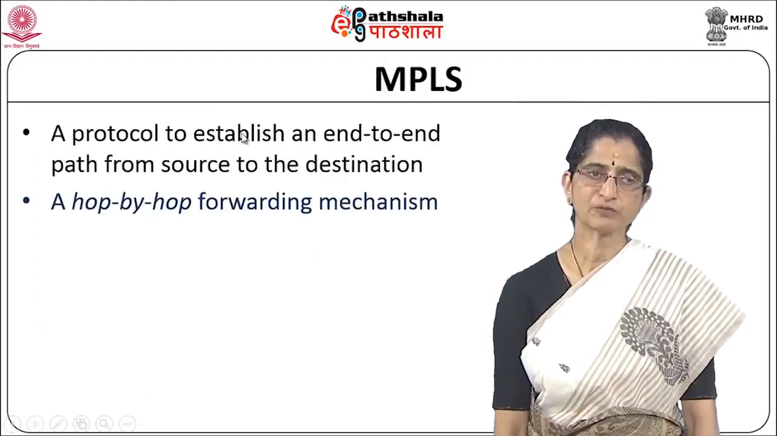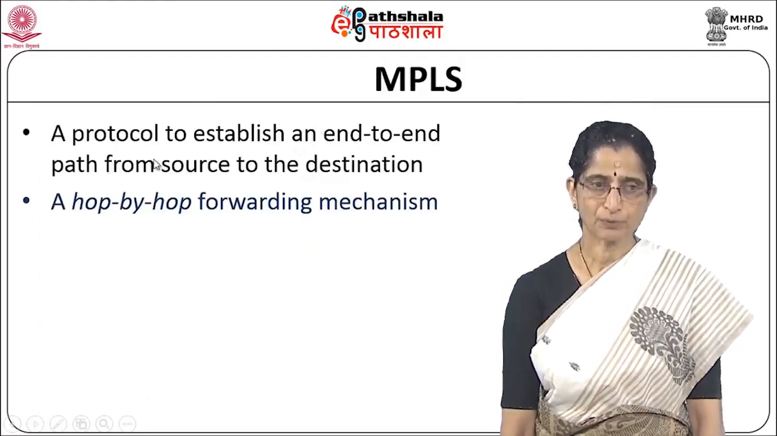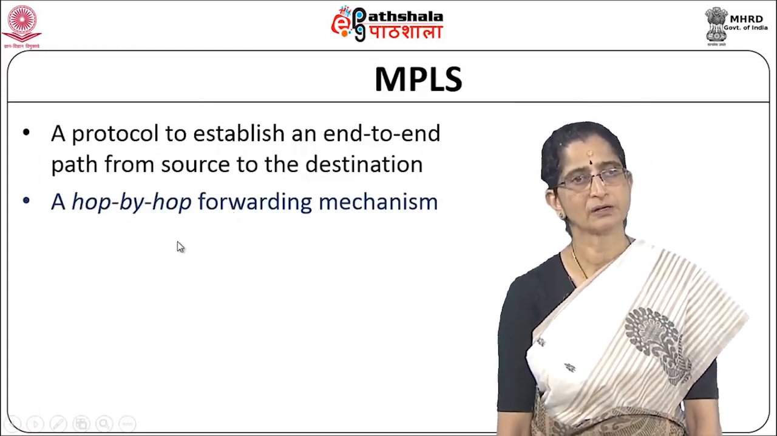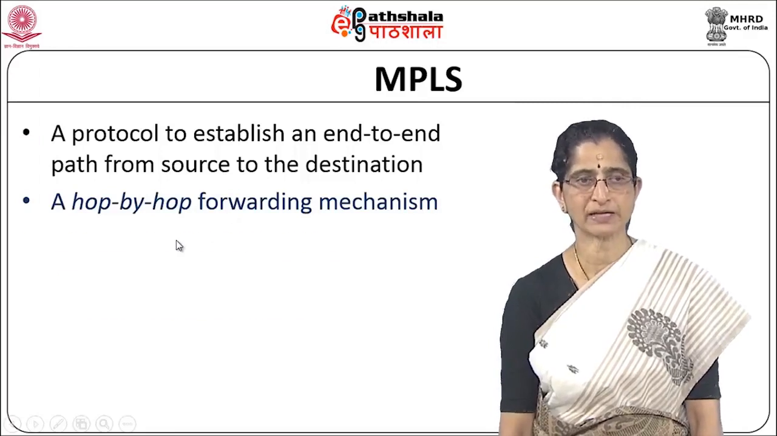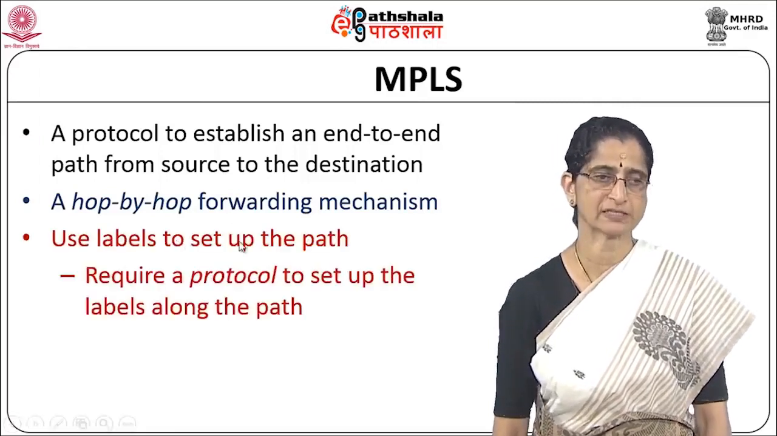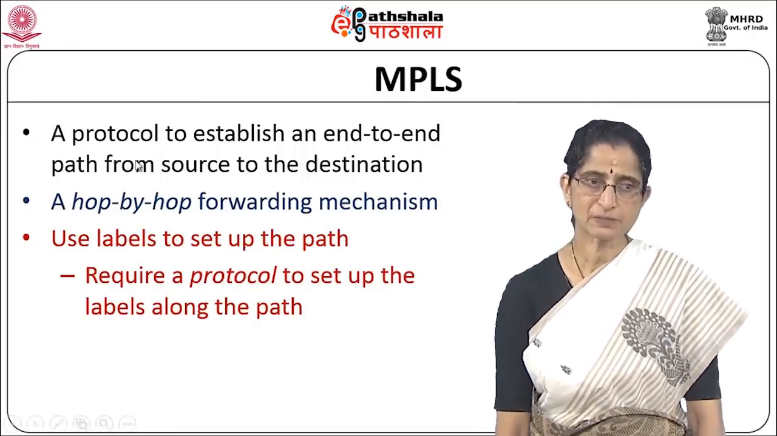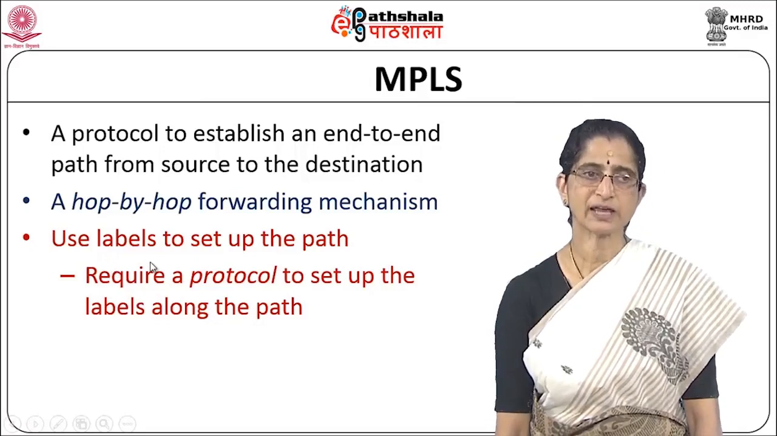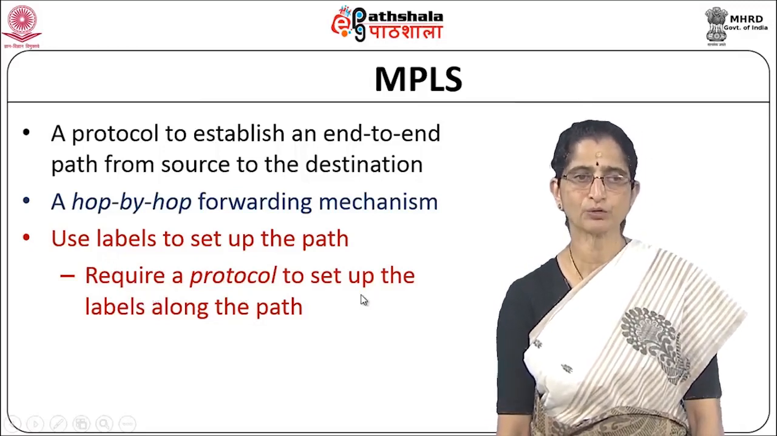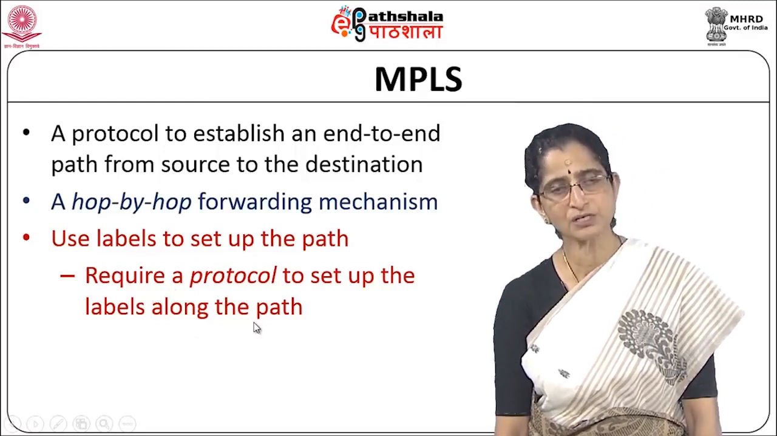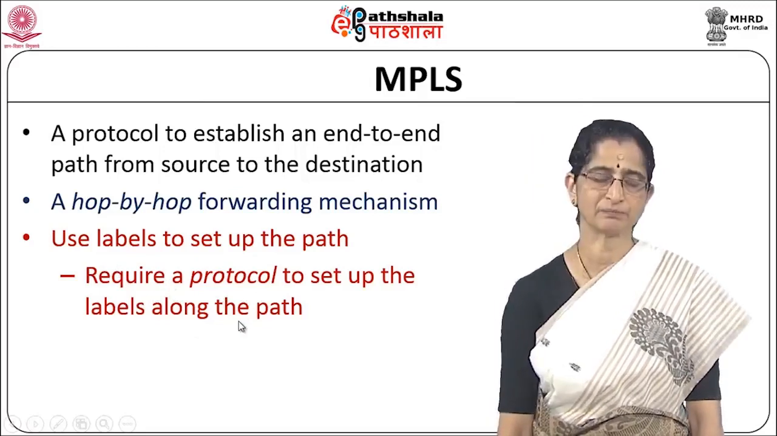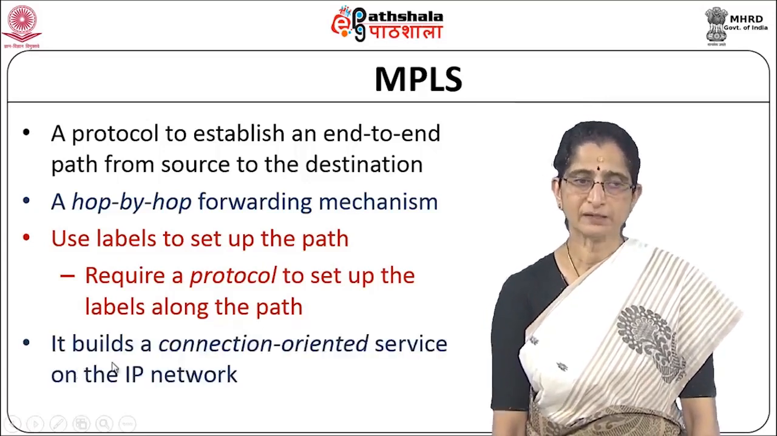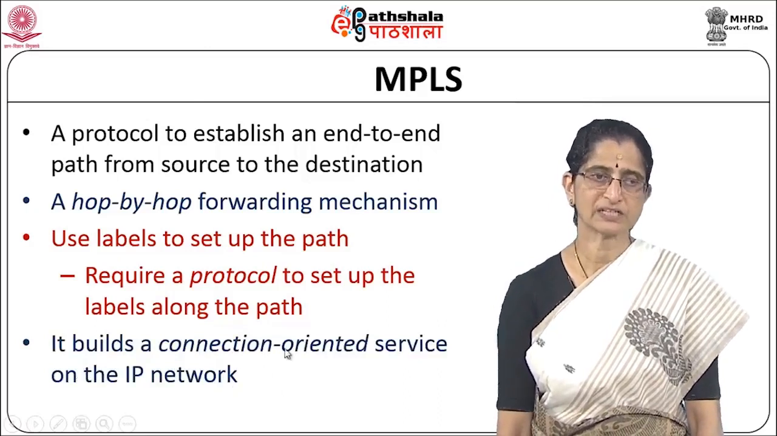So essentially, if you look at MPLS, what does it do? It is a protocol to establish an end-to-end path from the source to the destination. Plus it uses a hop by hop forwarding mechanism, as we do in the case of IP packets. To set up this path, it basically makes use of labels. Since it uses labels to set up the path, you would also require a protocol to set up the labels along the path. So it also includes a label distribution protocol. And it builds a connection oriented service on the IP network. That is the basic idea.